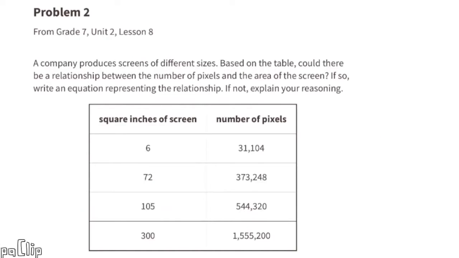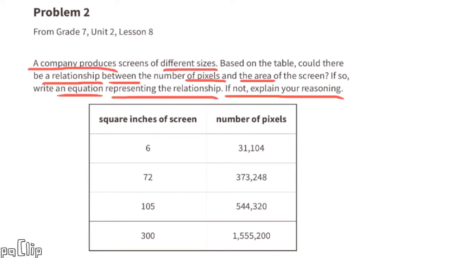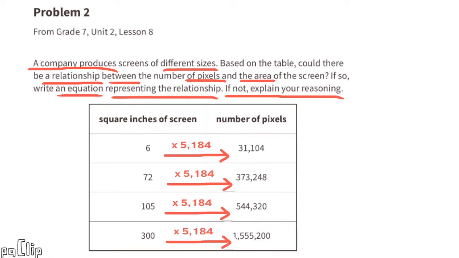Problem number 2 from 7th grade, Unit 2, Lesson 8. A company produces screens of different sizes. Based on the table, could there be a relationship between the number of pixels and the area of the screen? If so, write an equation representing the relationship. If not, explain your reasoning. 6 square inches of screen times 5,184 equals 31,104 pixels. For this table, the number of square inches of screen multiplied by the same number, 5,184, equals the number of pixels on each screen.